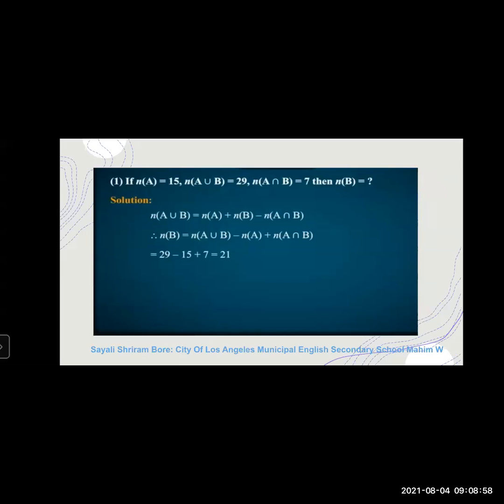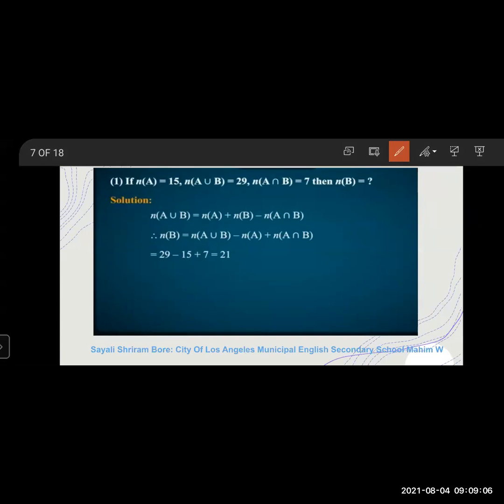n(A) is equal to 15, n(A union B) is equal to 29, n(A intersection B) is equal to 7, then n(B) is equal to question mark. That means this you have to find out. This is already given: the number of elements in set A is 15, the number of elements in their union is 29 and in their intersection is 7. Then you have to find out the number of elements in the set B.